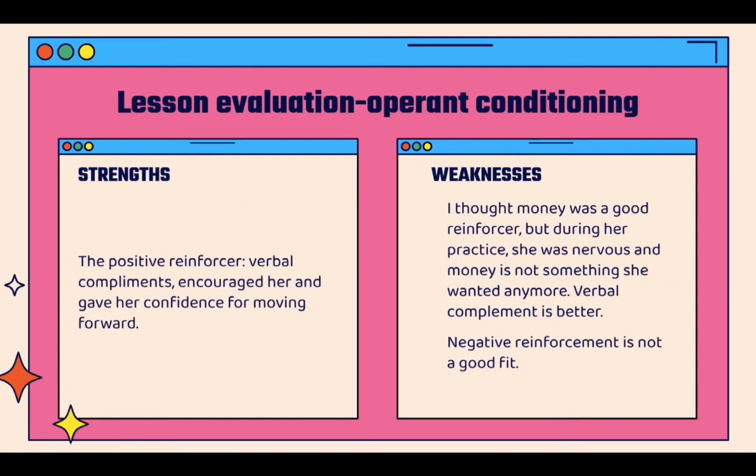For operant conditioning, the strength is that I think the positive reinforcer, verbal compliments, helped a lot in encouraging my sister and giving her confidence for moving forward. But the weakness is that I thought money was a good reinforcer, but during the practice, she was nervous and the money is not something she wanted anymore. Instead, verbal compliment is better.